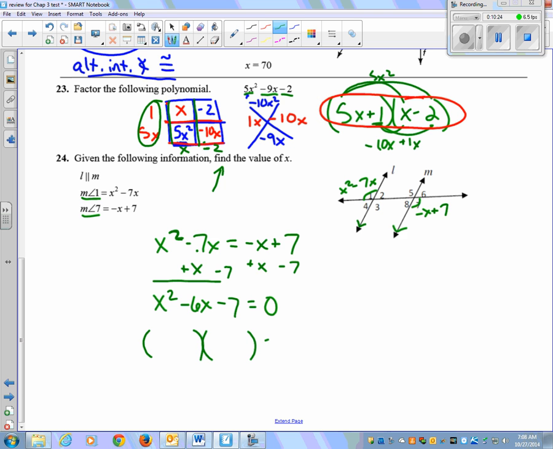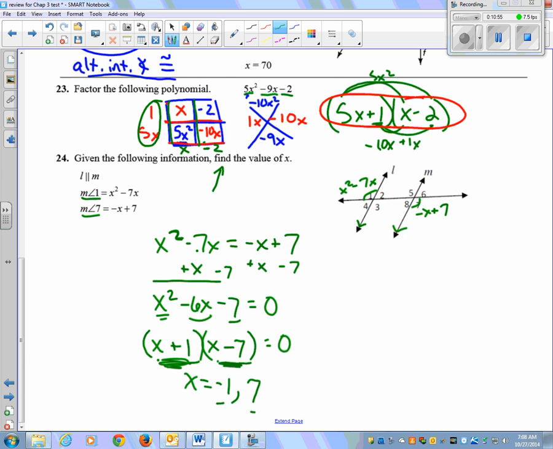Now we can factor. I actually don't need my box method here. You can still use your box method, but since there's just an x squared out front, I know this has to be x and x, and I know the last terms have to multiply to be negative 7 and add to be a negative 6. So I'm going to use negative 7 and positive 1, and so my x value is whatever makes this equal to 0, which is negative 1, and whatever makes this equal to 0, which is 7. So my value of x is either negative 1 or 7.